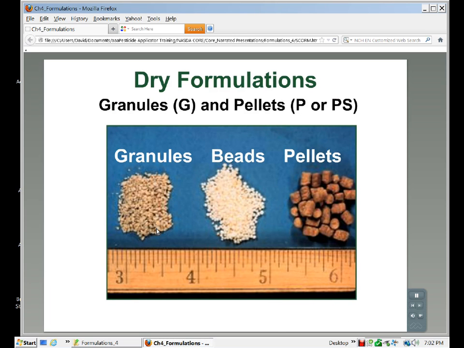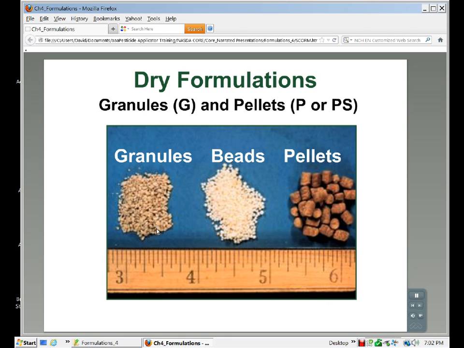Granules are similar to dust, except the particles are larger and heavier. The terms granules and pellets are often used interchangeably, but unlike granules, pellets are a uniform size and shape. In these dry formulations, the relatively low amount of active ingredient either coats the inert material or is stuck to the outside of it. Once applied, the active ingredient is slowly released.